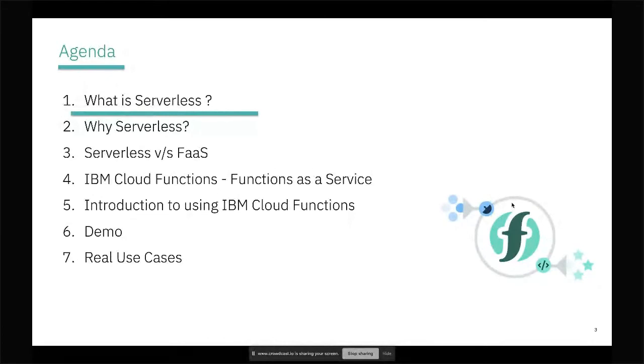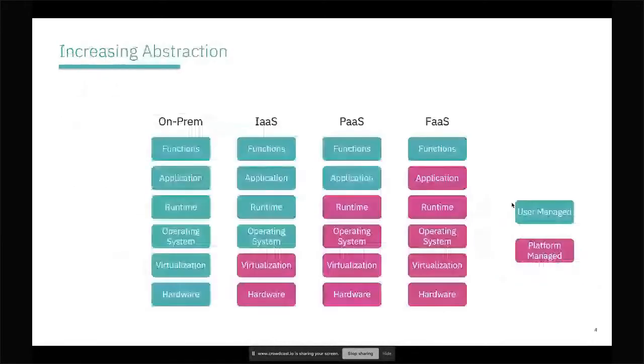serverless models. So starting first, if you see this chart, you see that when we're going from left to the right, from on-prem to the FaaS model, these are the different as-a-service models that are available in the cloud computing world.